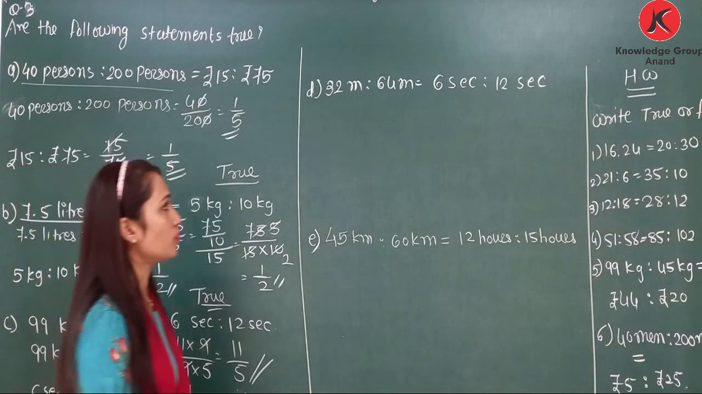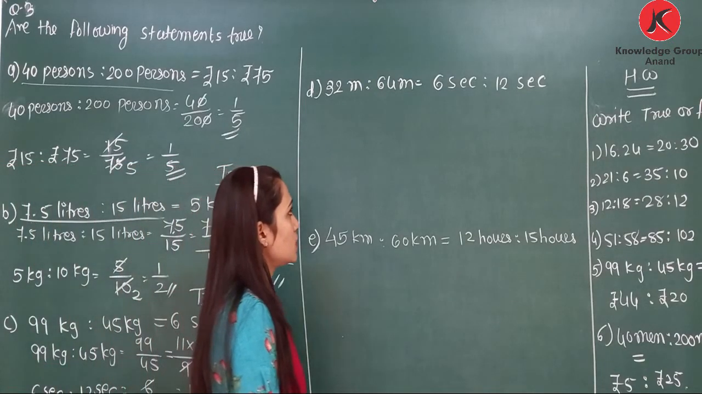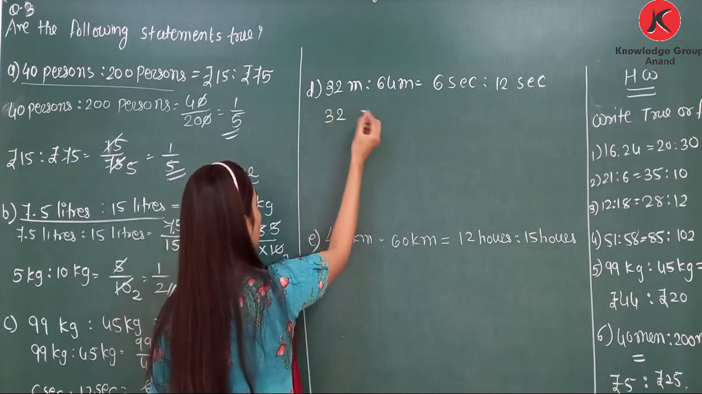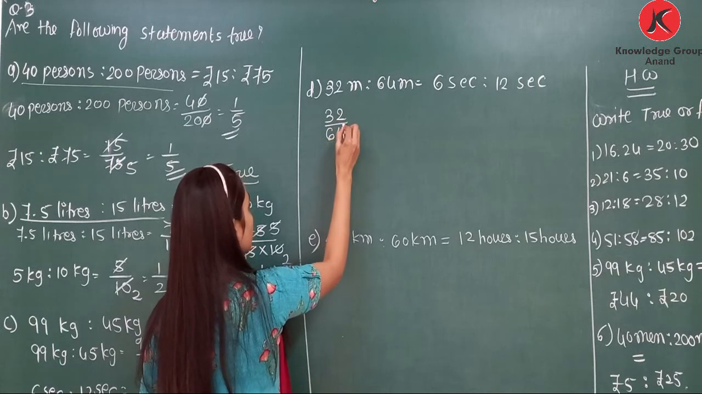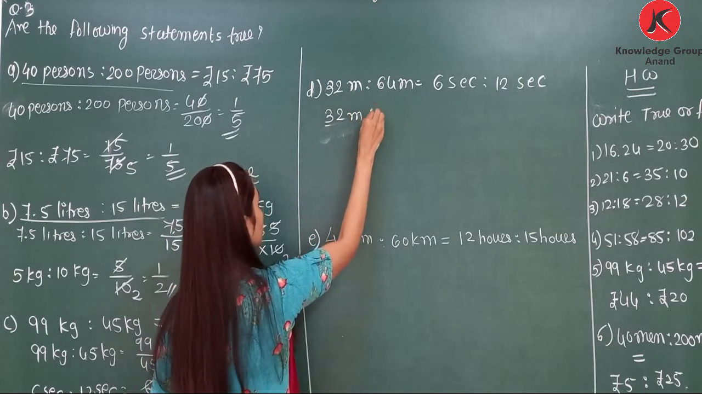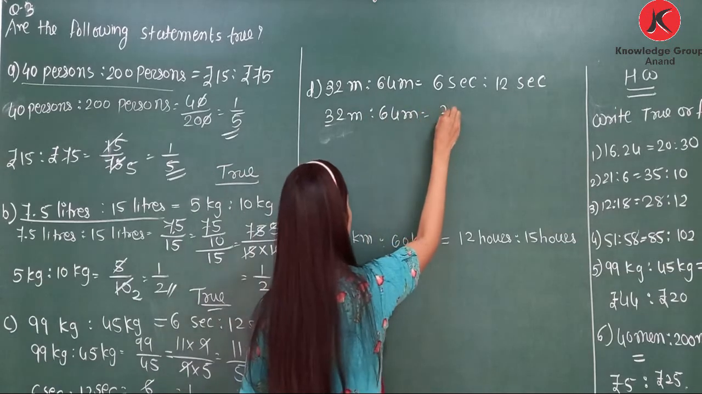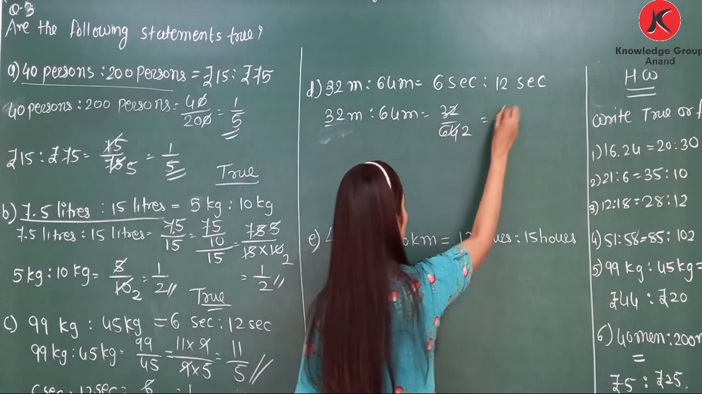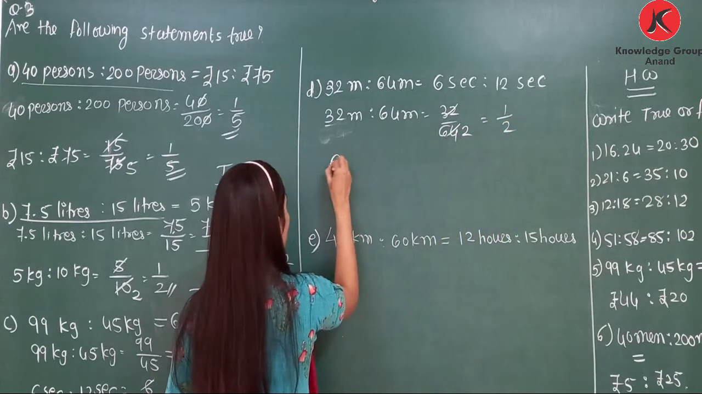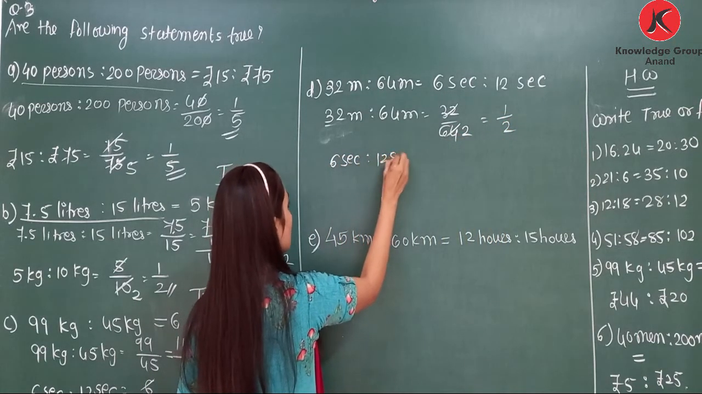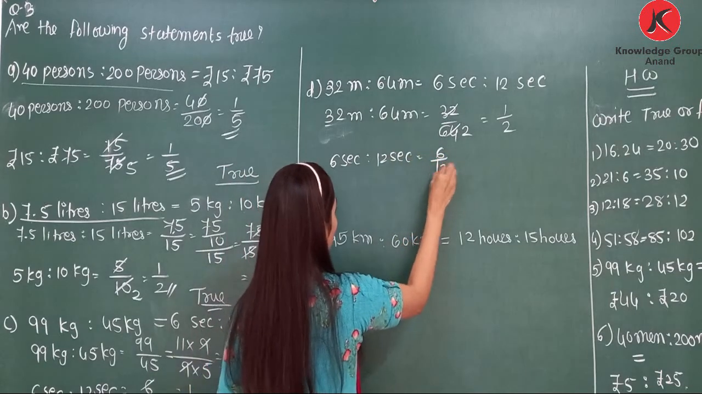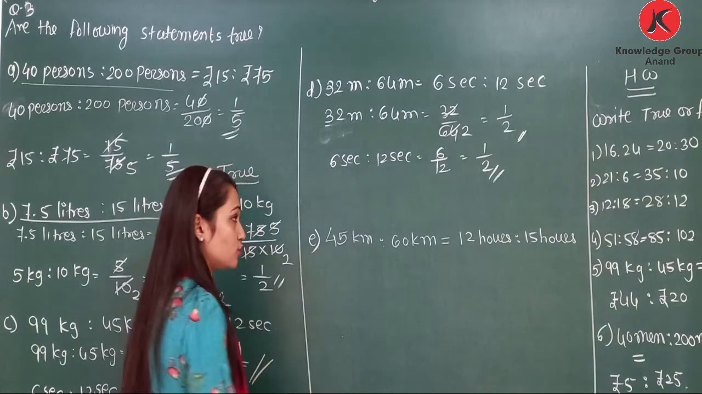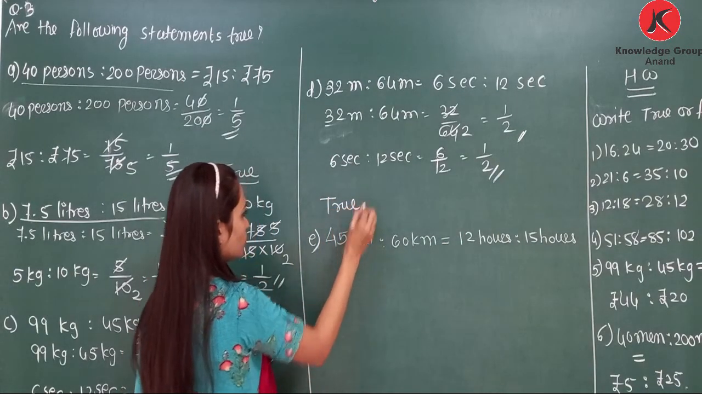Next one, 32 meter to 64 meter is equal to 6 seconds to 12 seconds. So let's find 32 divided by 64, that is 32 by 64. 32 2s are 64, so it is 1 by 2. Now 6 seconds to 12 seconds, so it is 6 by 12. So again it is 1 by 2. Ratios are same, so it is true.